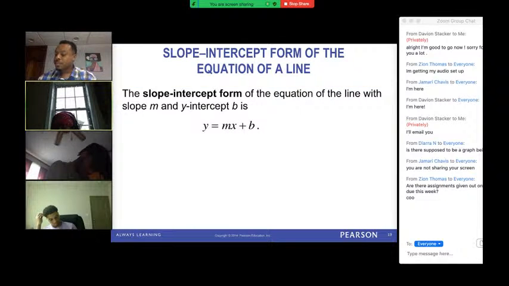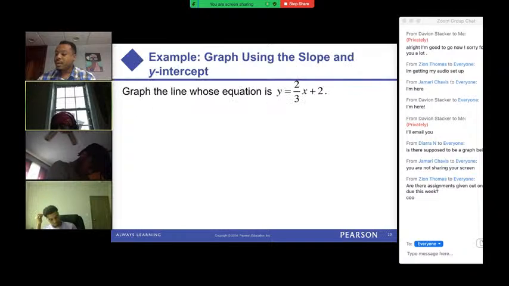So we've discussed the slope-intercept form already. Graph the line whose equation is given by this. This line is already in the form y equals mx plus b. It's already in slope-intercept form. So from here, this is easy to graph. The y-intercept is going to be 2, as you see in the red circle. That's our y-intercept, so we would go to the y-axis and put a point on 2.